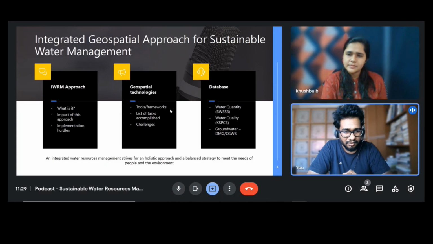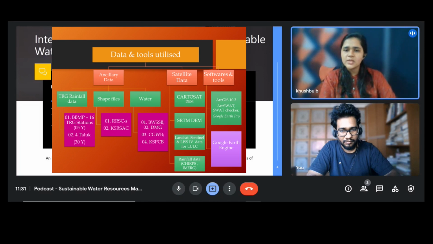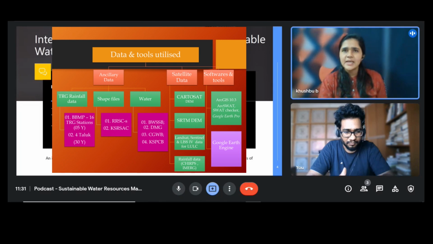So, what kind of data does it contain? Is it more like numbers, textual data, or image data? What exactly are these databases? When we talk about the database, let me take the example of the data and tools we utilize in our project. First, we have the ancillary data, like the rainfall data from the telemetric rain gauge stations of KSNDMC, which we have obtained.